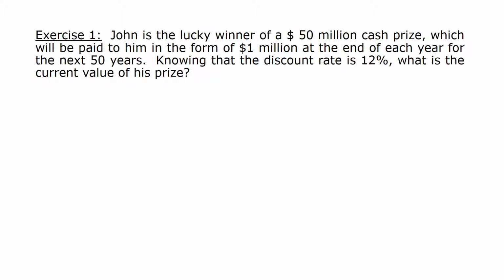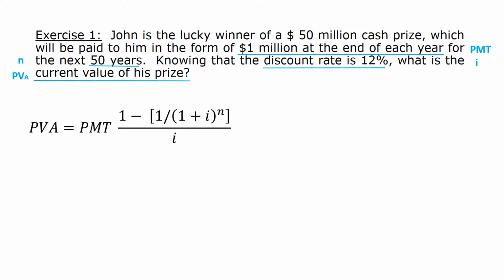But it says he will be paid in the form of $1 million at the end of each year. I believe this is the payment. And then it also says for the next 50 years. This is the number of time periods. Knowing that the discount rate is 12%, the discount rate is the interest rate. And then, what is the current value of his prize? So we are trying to solve for the present value of an ordinary annuity. So let's use the present value of an ordinary annuity equation and then plug in the numbers.